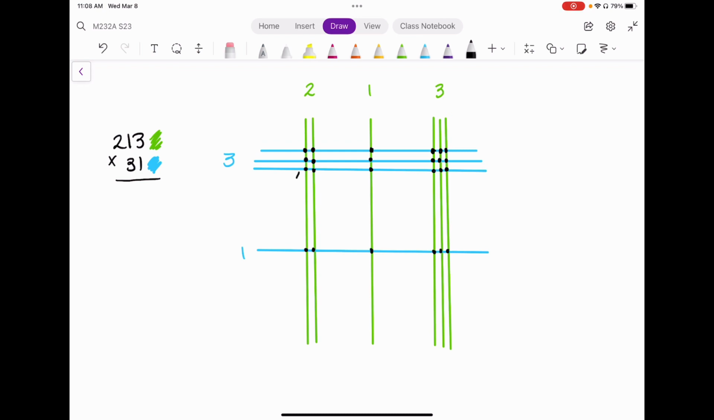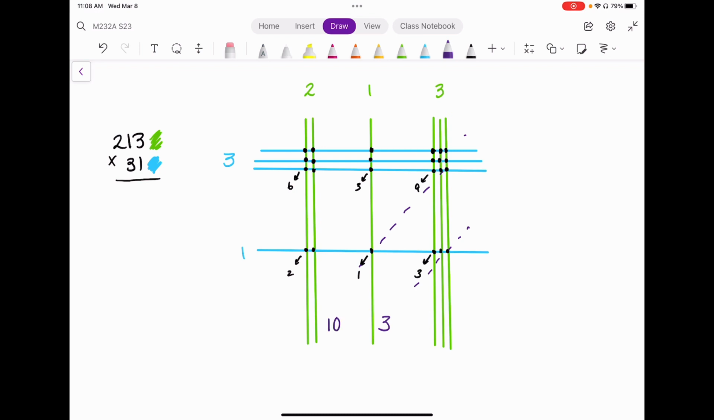And I'm going to write each of those values down. That's 6, 3, 9, 2, 1, and 3. And then to hold my place value, I add all of these at a diagonal. I start here. This is 3. I add the 9 and the 1. And the 9 and the 1 becomes 10.